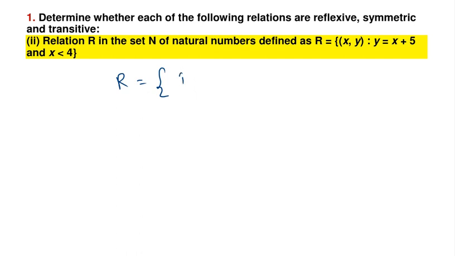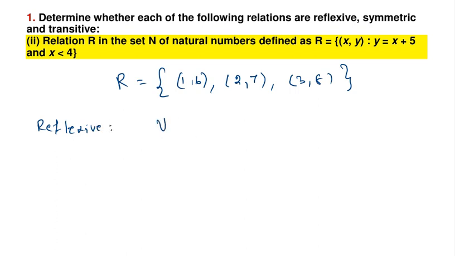So based on this information we can write the roster form or tabular form of the relation. Taking x equal to 1, y equals 1 plus 5, which is 6. Then x equal to 2, y equals 2 plus 5, which is 7. Then x equal to 3, y equals 3 plus 5, which is 8. And x should not exceed 3, because the value of x is less than 4. Natural numbers are given, we should not consider any number other than natural numbers. That is the relation.